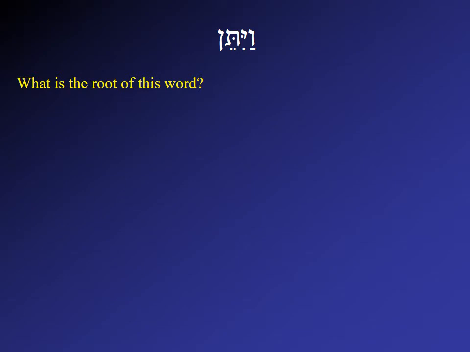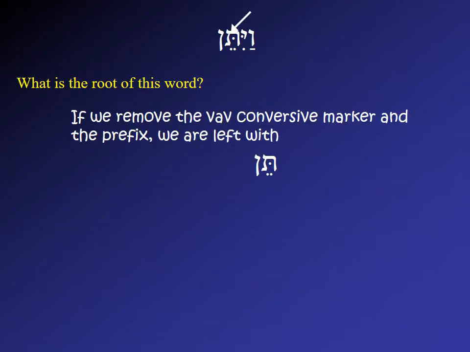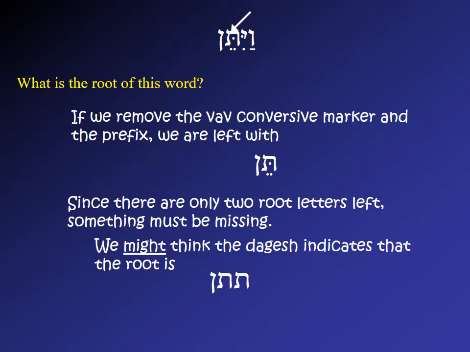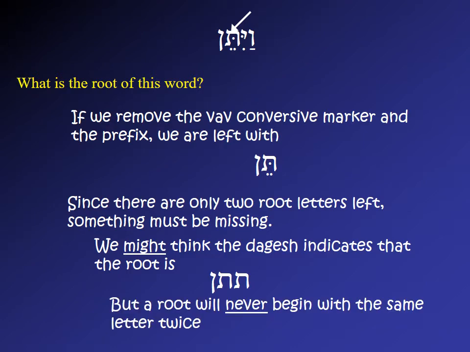Now then, the question, as always, is what is the root of this word? If we remove the prefix and the vav conversive marker, then we're left with tain. Since there are only two root letters left, it's apparent that something is missing from our root. So one possibility is that the dagesh indicates a doubling of the tav, so that our root would be tav, tav, nun. But this will turn out to be incorrect. A root never begins with the same letter twice. So tav, tav, nun is not a valid root.